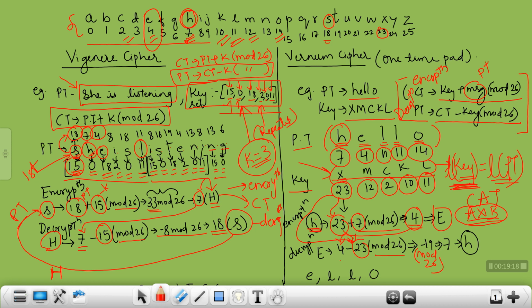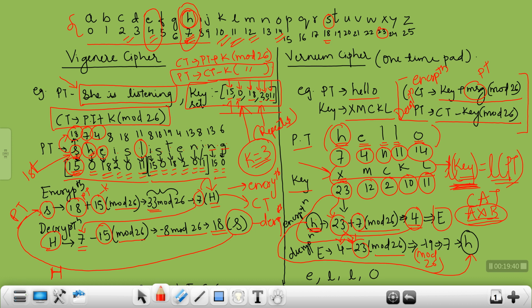So what is minus 19 mod of 26? The simplest way is to add 26 to it. So the answer is 7. What is present at location number 7? The 7 is nothing but your H. So we are guaranteed that whatever plain text we have written, the same plain text we get after our decryption algorithm. That means the algorithm is correct and you have correctly solved the problem.